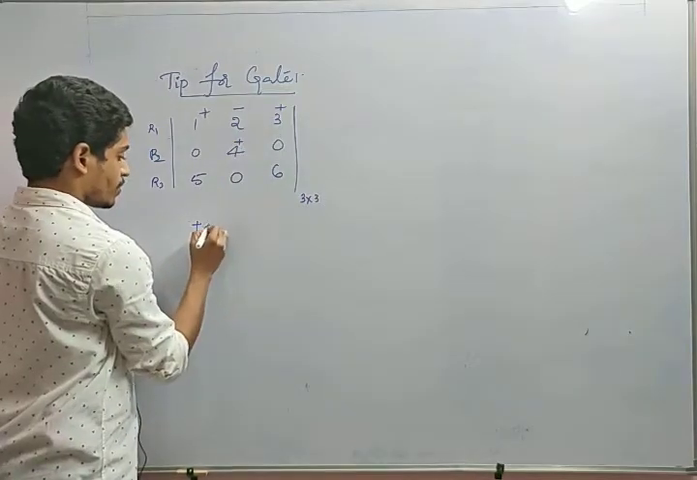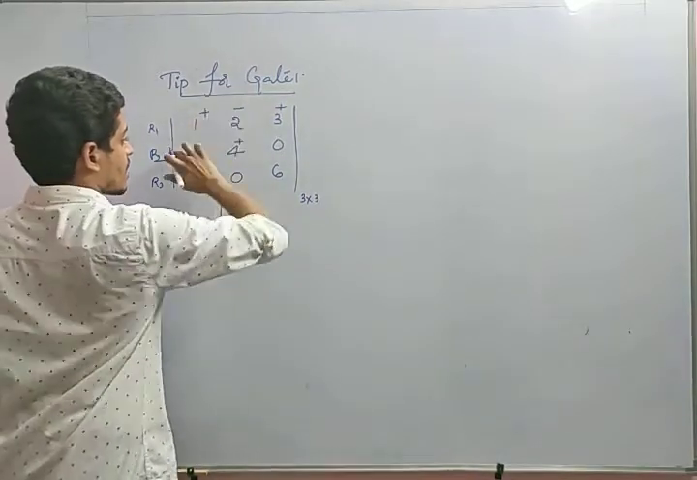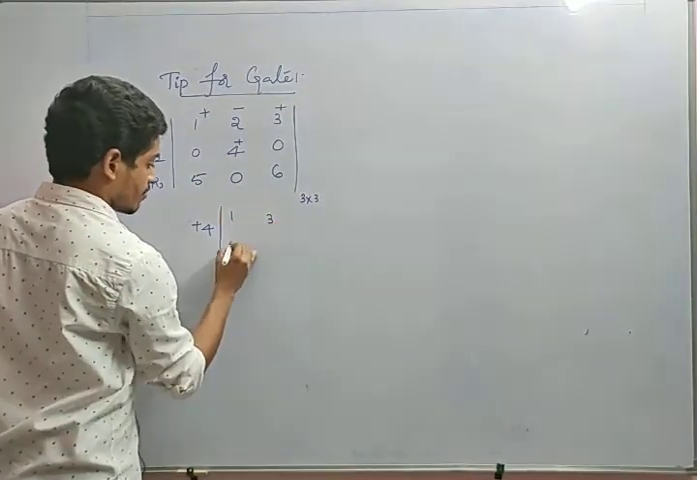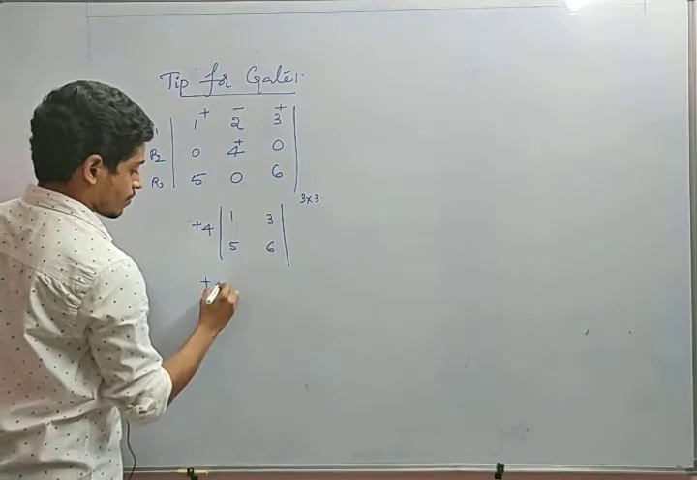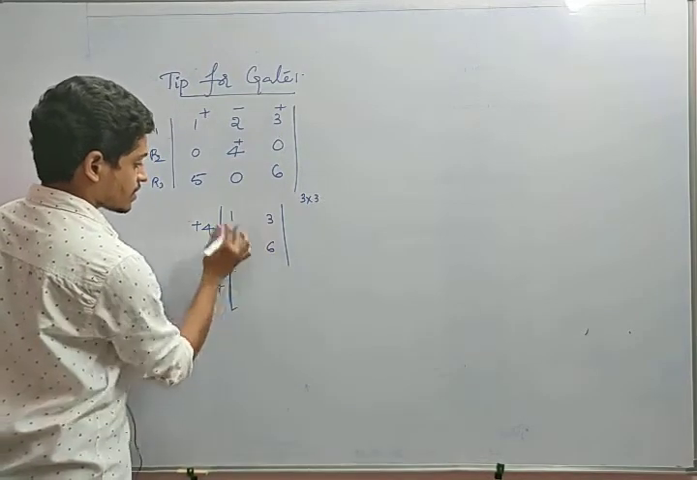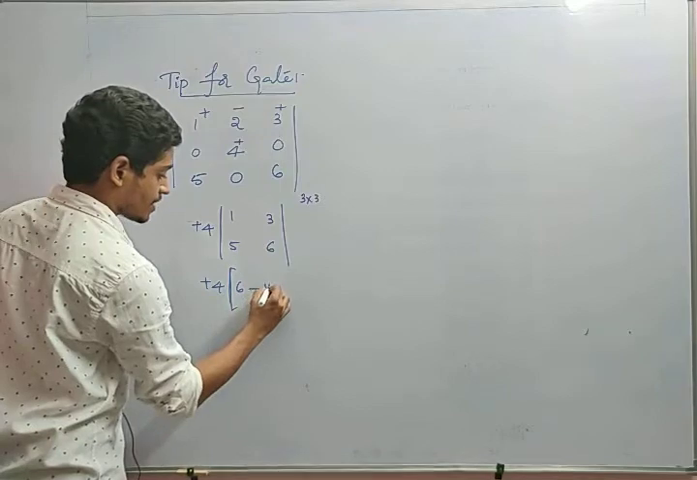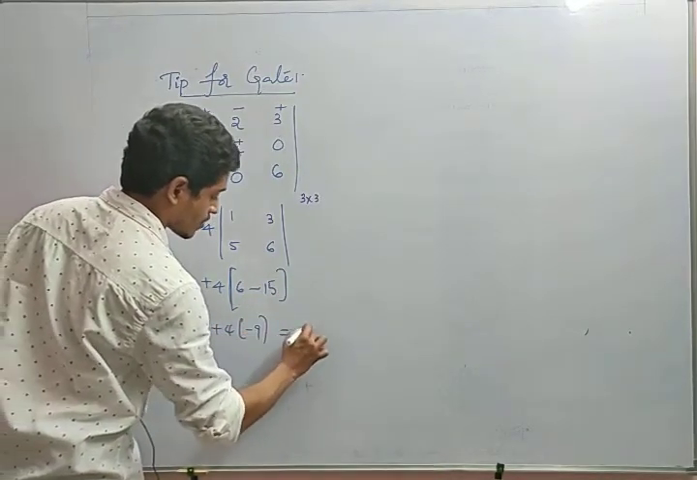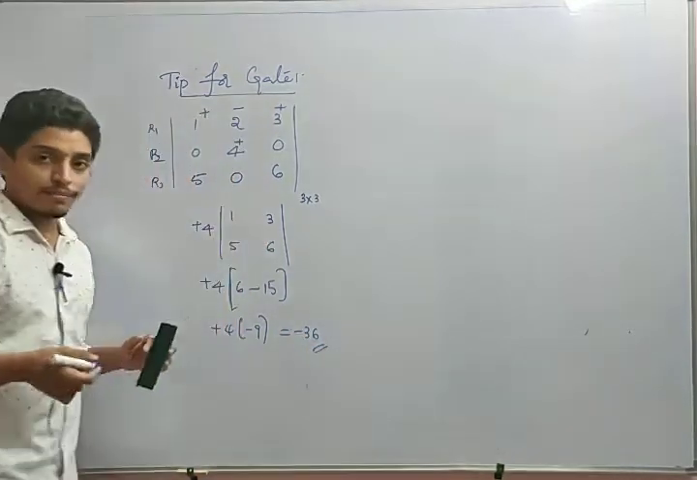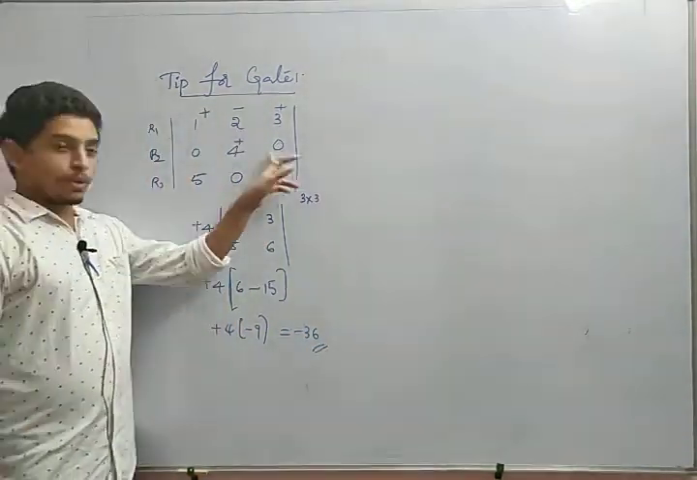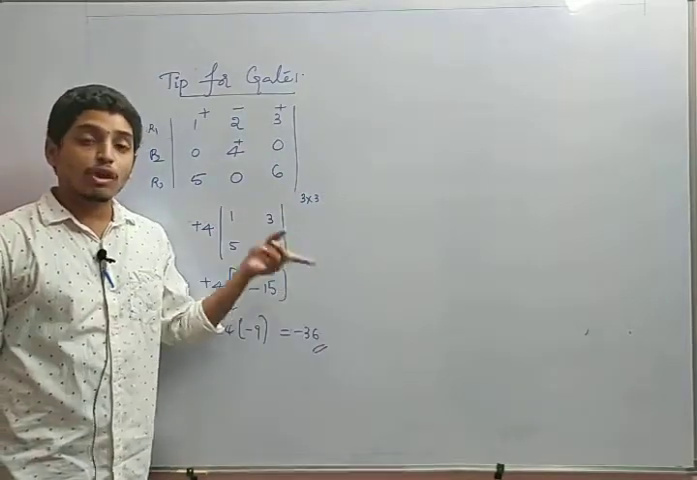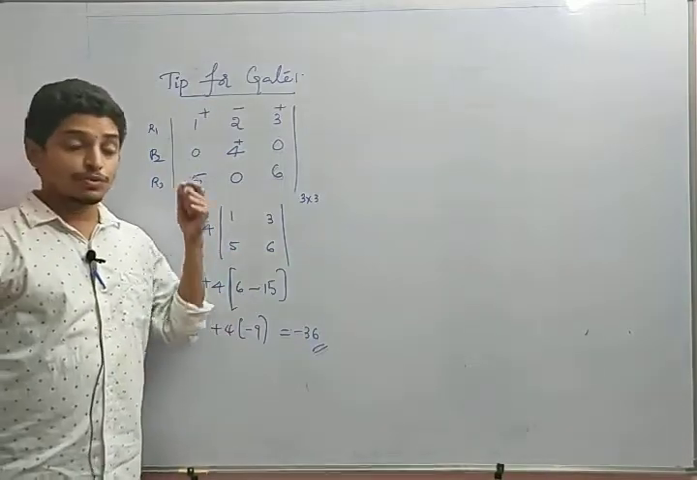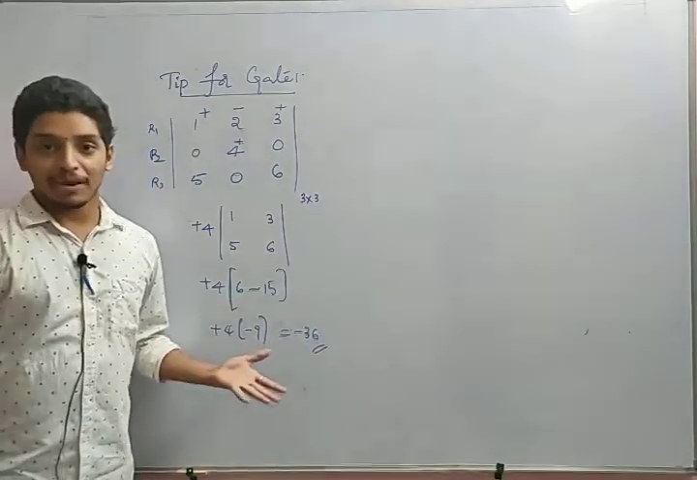It is plus 4 times the det of the matrix after closing this row and this column. We will get 1, 3, 5, 6, right? Plus 4 into 6 ones are 6, 5 3s are 15. So plus 4 into minus 9, and that is equal to minus 36, which is your determinant. Okay, fine. Always select a row which has more number of zeros in order to obtain the determinant for a 3 by 3 matrix. So this is one of the shortcuts which is very much useful for your GATE exam to save your time.